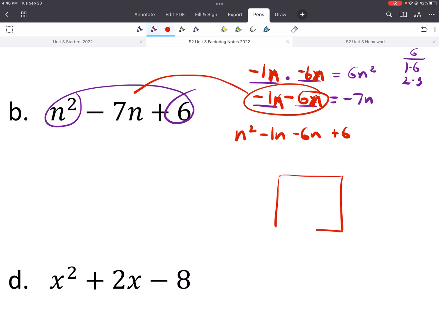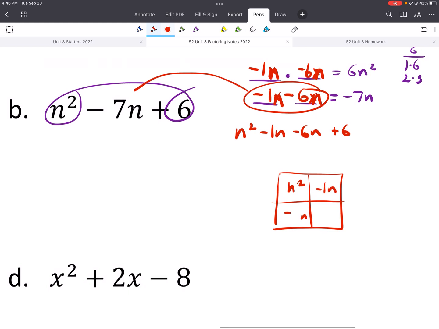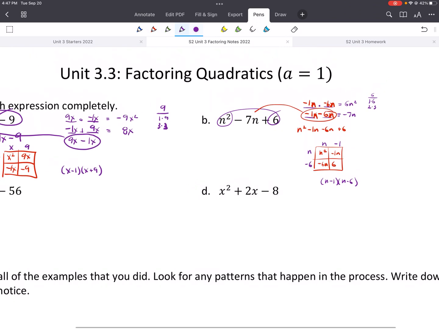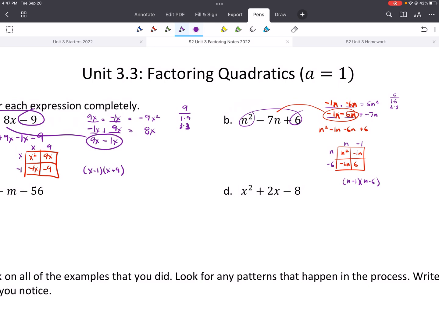And then we can use our box. We get n squared, negative 1n, negative 6n, and 6. The greatest common factor would be n, negative 6, n, negative 1. Our answer would be n minus 1 and n minus 6. That's probably enough. Let's stop there and ask: looking at these two, do you notice anything that could make this a little easier? Any patterns you've noticed that could help you find your answer earlier?